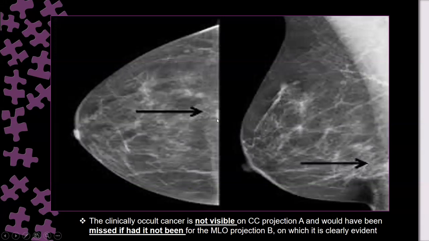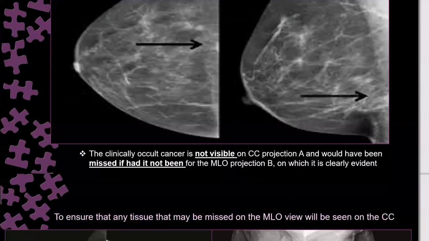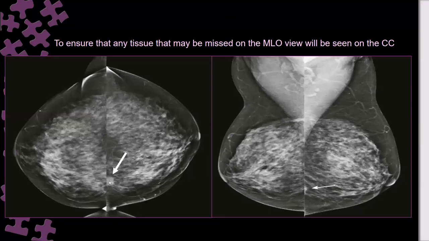Again here, you can see this is only part of a lesion. Part of which could be seen here was not seen on the other view. As another example, you can see here. And usually we expect the lesion on the medial CC view to be missed on the MLO, especially in the extreme posterior medial breast.